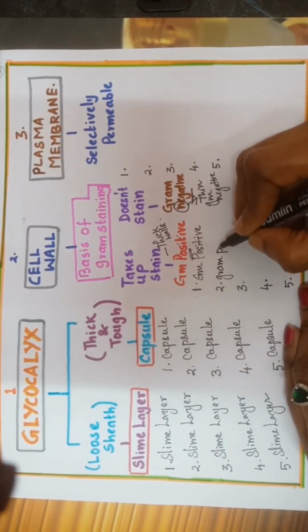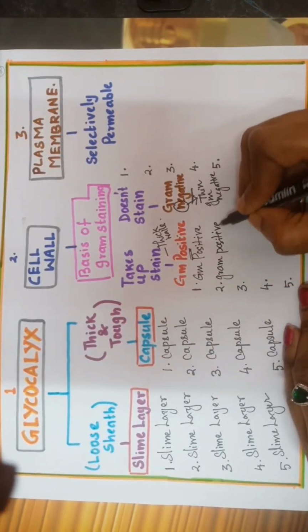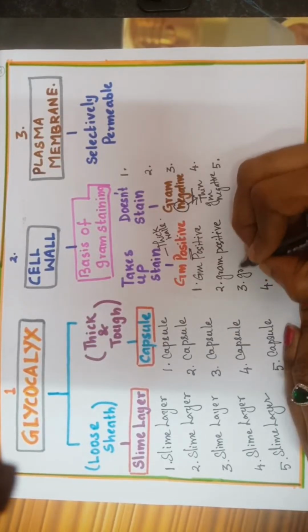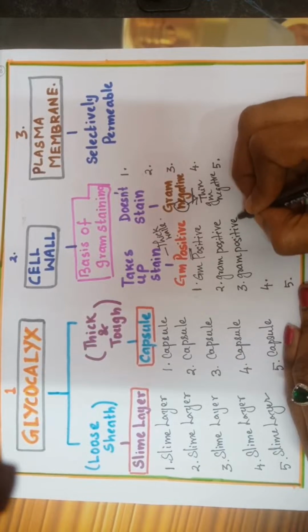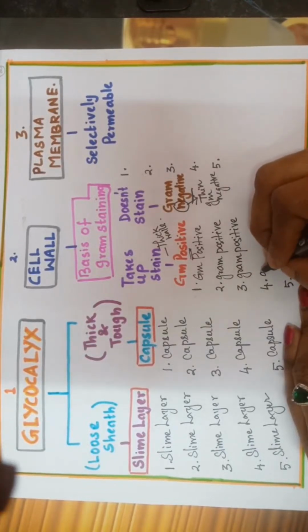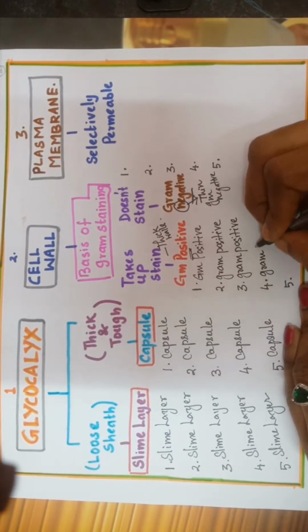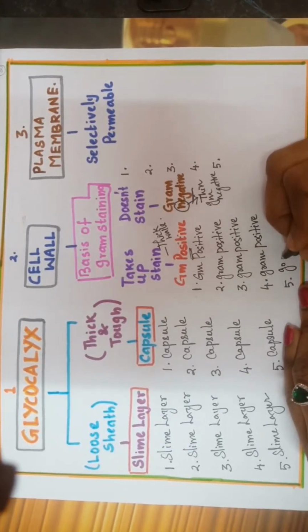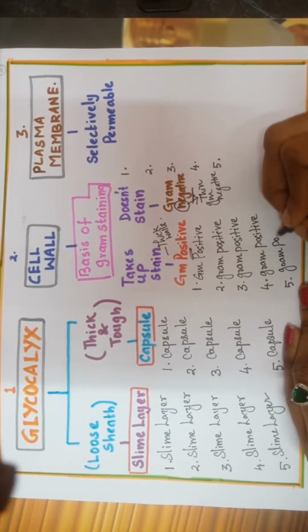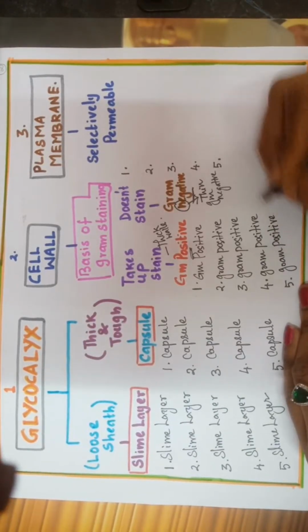The one which picks up the stain is called as Gram positive. It has got thick walls. Gram positive stain has thick walls.